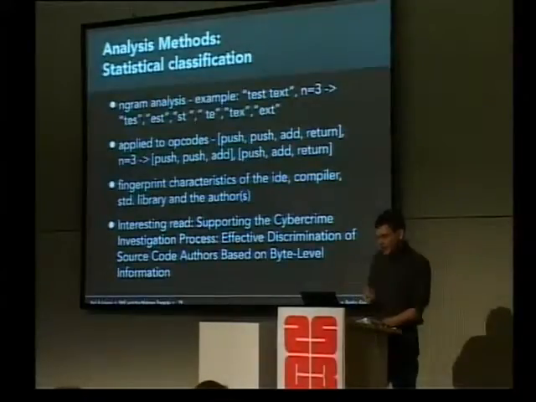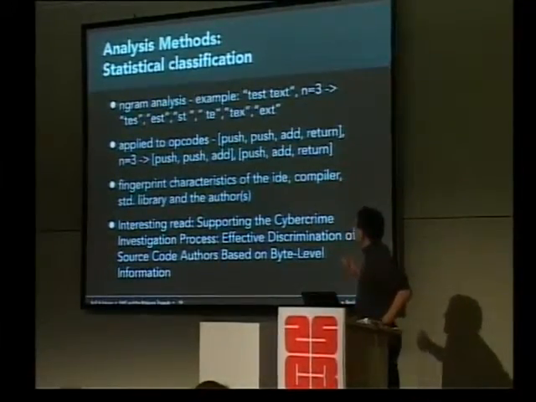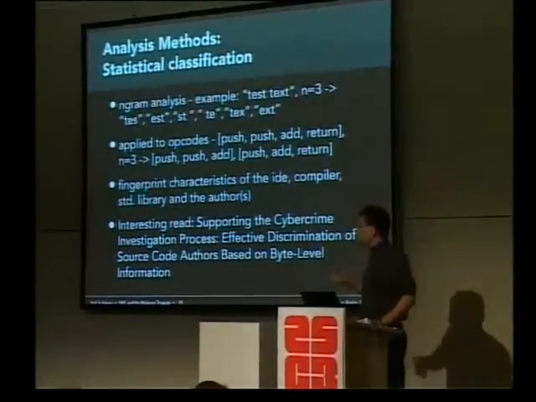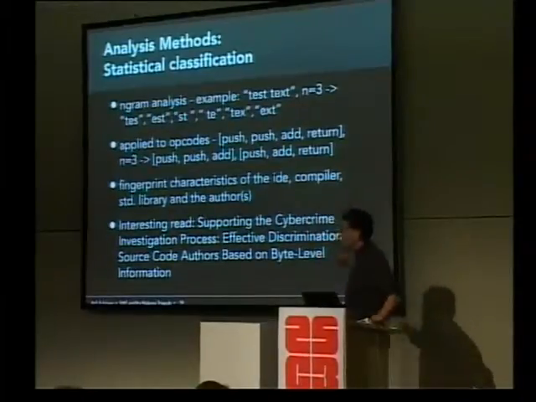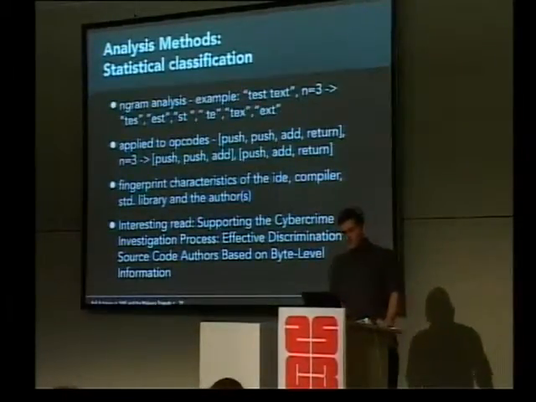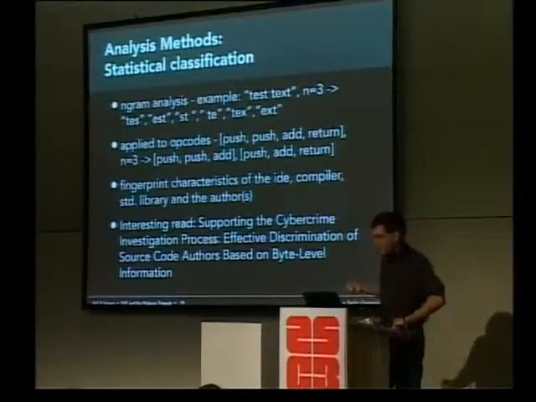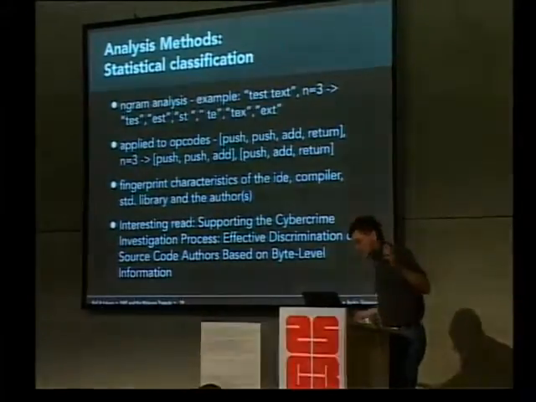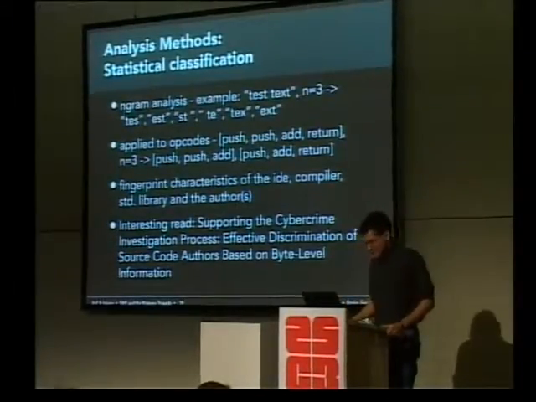Now, applied to opcodes, that would mean, for example, you've got opcodes push, push, add, return, with n equals 3, so you've got 2 groups: push, push, add and push, add, return. Each occurs 1 time. Normally, you would have a lot more opcodes, so the statistics wouldn't be that simple. As a matter of fact, it's not even possible to apply statistical classification properly on very few data.